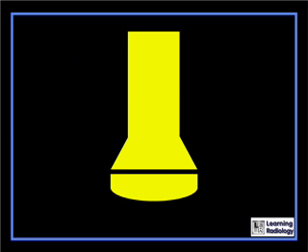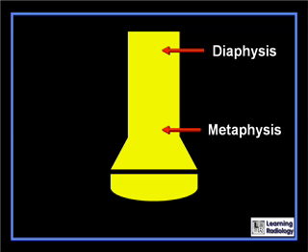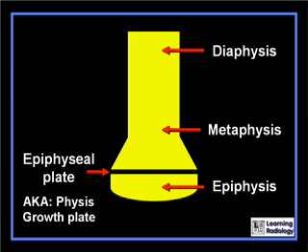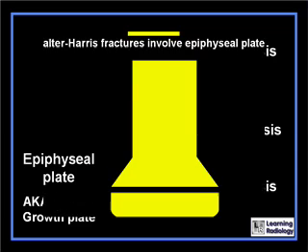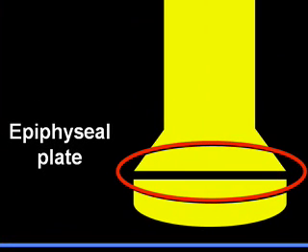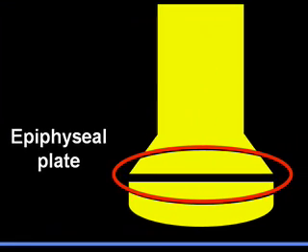complication. The bone is divided into the diaphysis, the metaphysis, the epiphysis, and between the metaphysis and the epiphysis lies the epiphyseal plate, also known as the physis or the growth plate. All of the Salter-Harris fractures are going to involve the open epiphyseal plate.